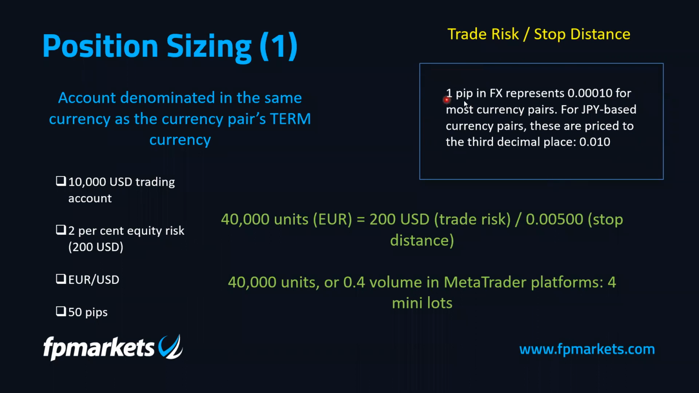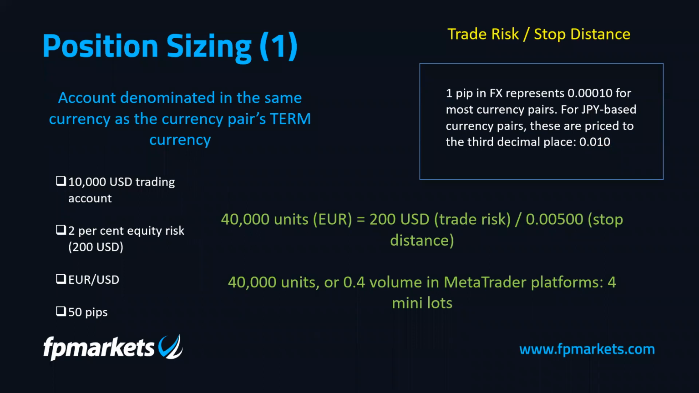Please keep in mind that one pip in the FX market represents 0.00010. Okay, 5 decimal places, guys. You can ignore that if your broker works with 4 decimal places, but assuming we'll trade with FP Markets, 0.00010 is one pip. For most currency pairs, that is, guys. For Japanese yen-based currency pairs, these are priced to the third decimal place, 0.010, okay? And for some brokers, it's simply this, 0.01, two decimal places.